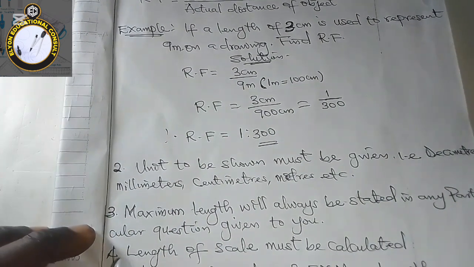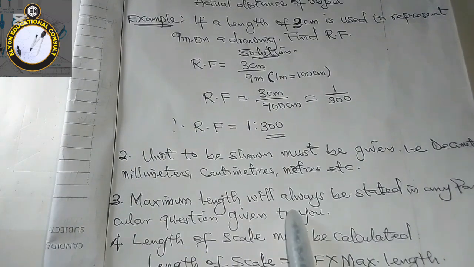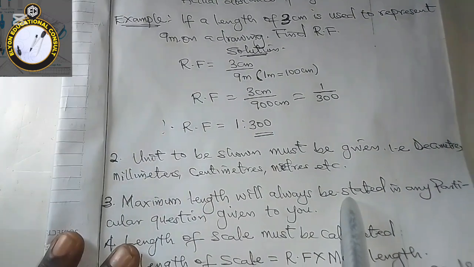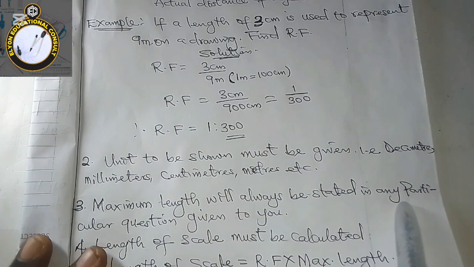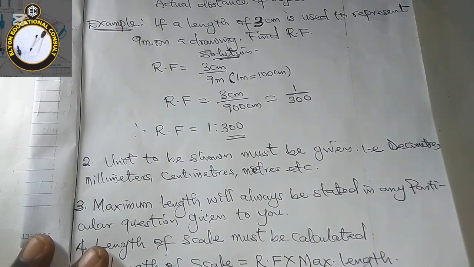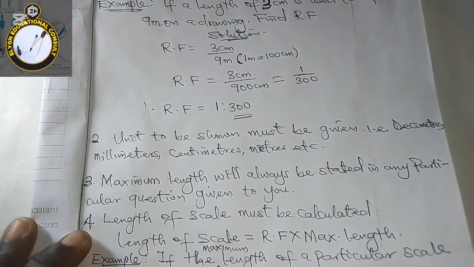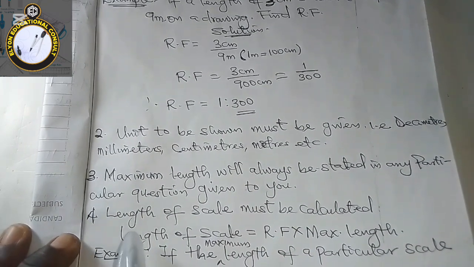Then number 3 step, things we must know. Maximum length will always be stated in any particular question given to you. The maximum length of the scale will always be given. When we take a question much later, you will see what we mean by that.